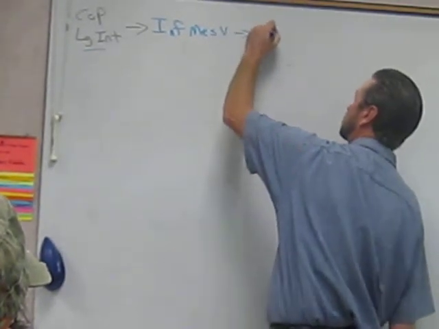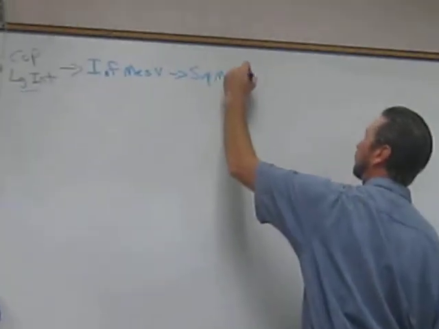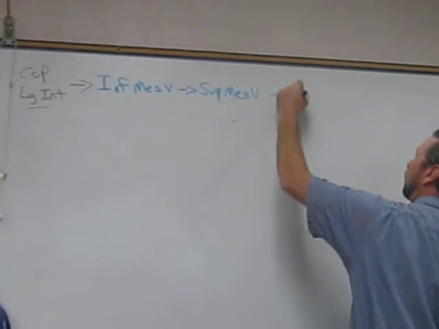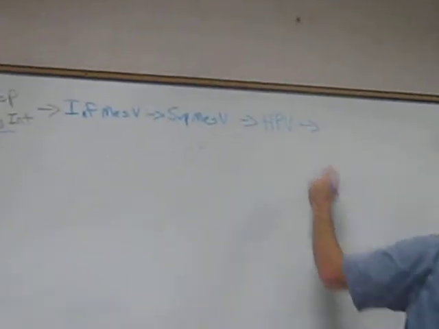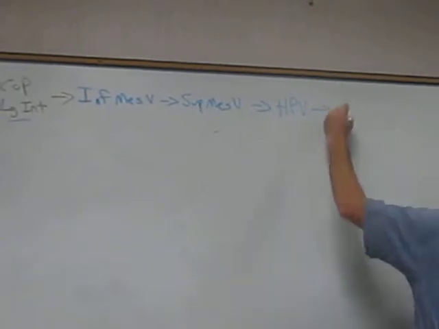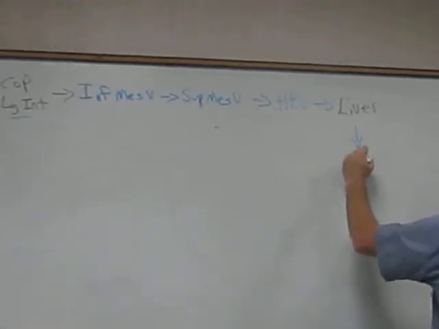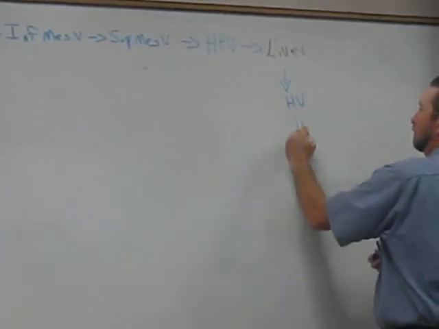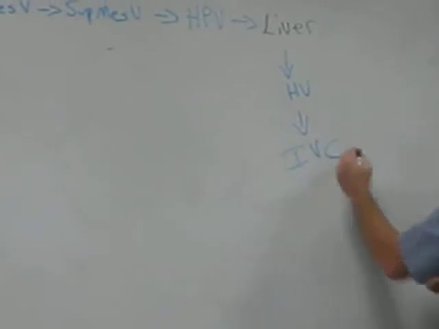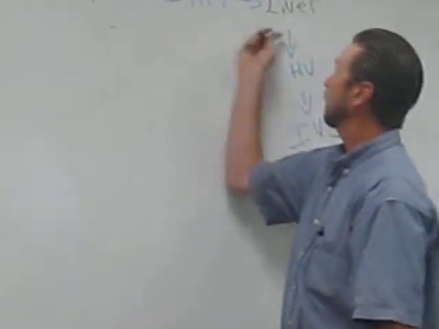to superior mesenteric, hepatic portal vein, to the liver, hepatic veins. Is that what that looks like? So the key here is basically right in through here.